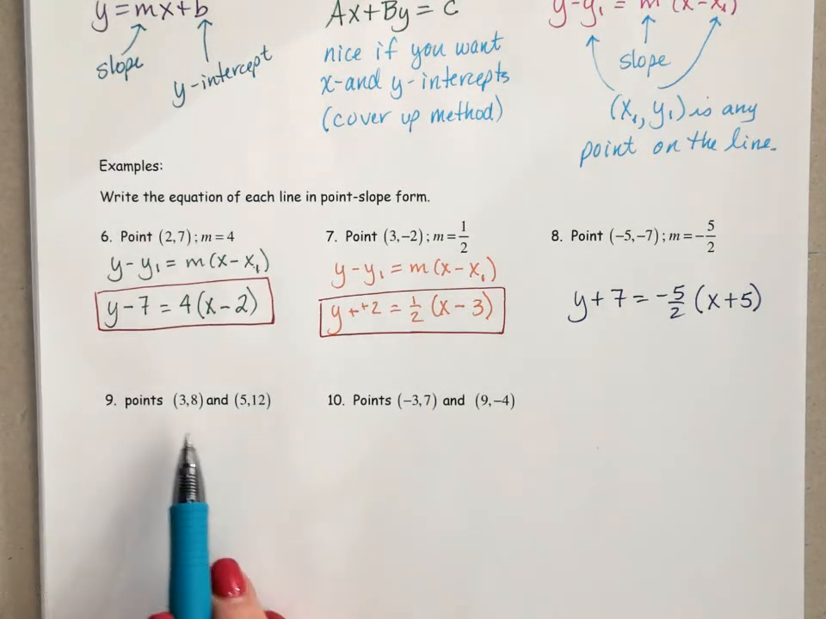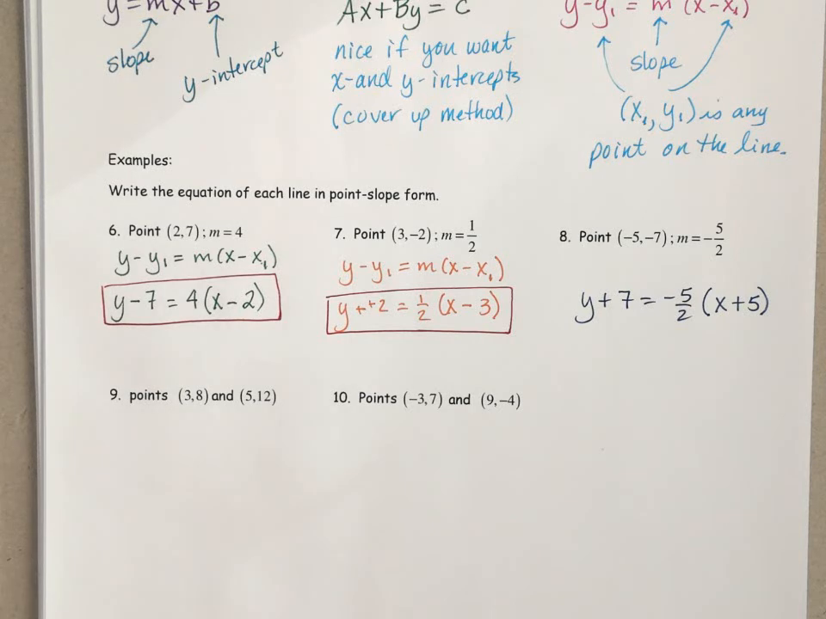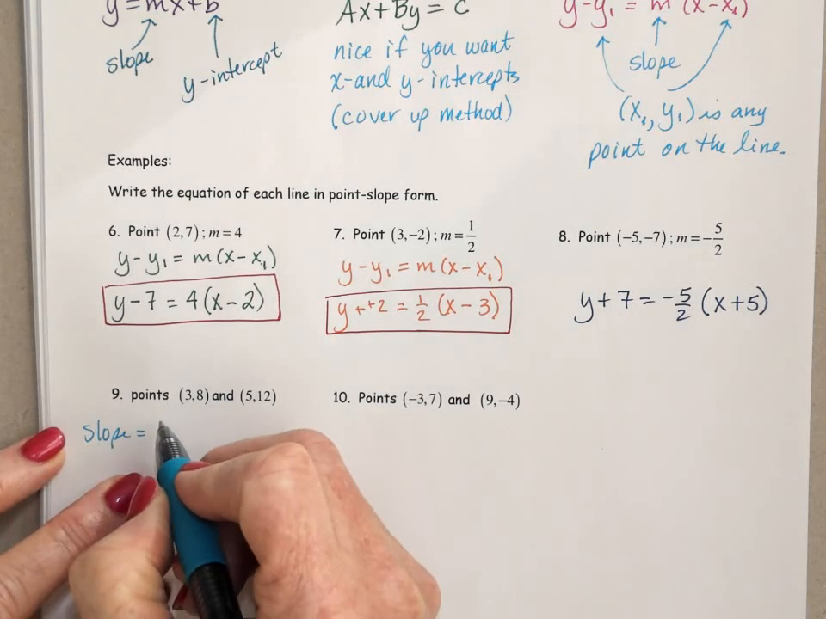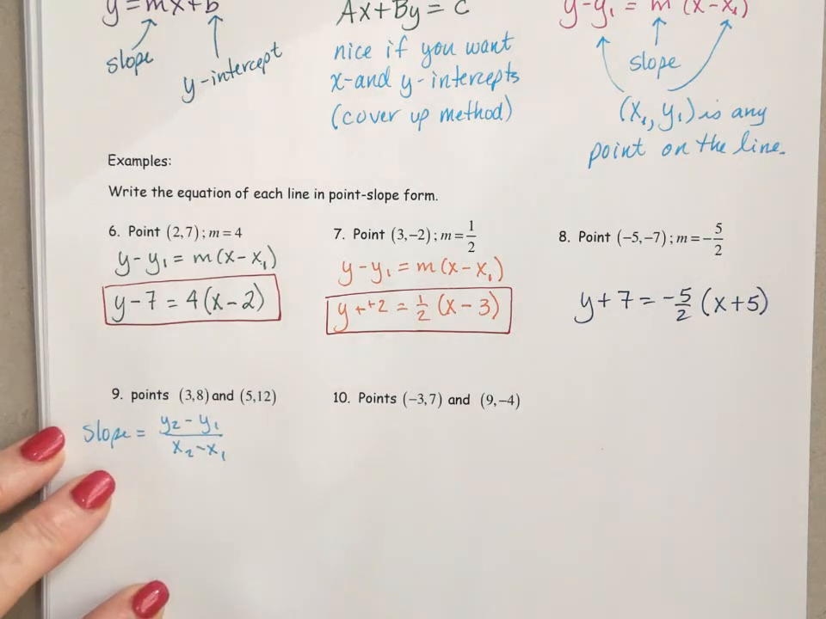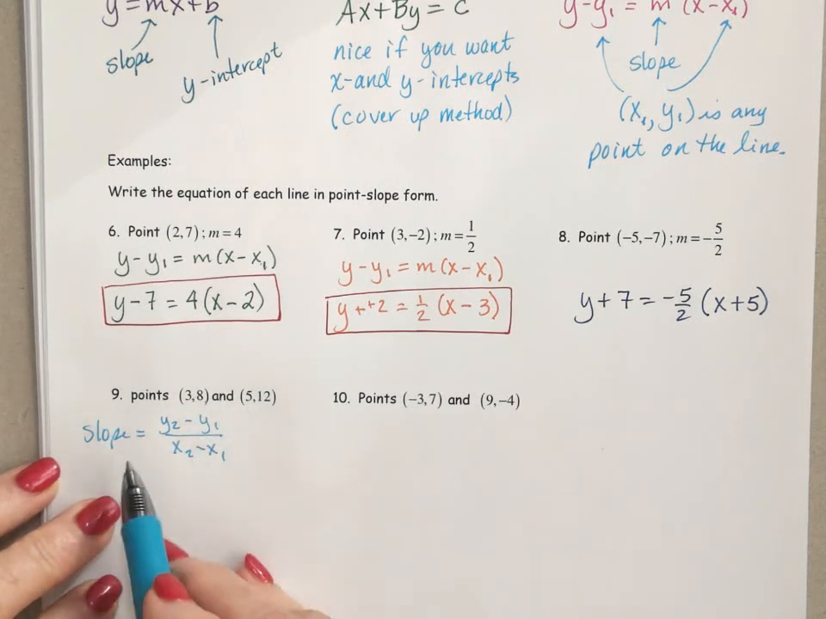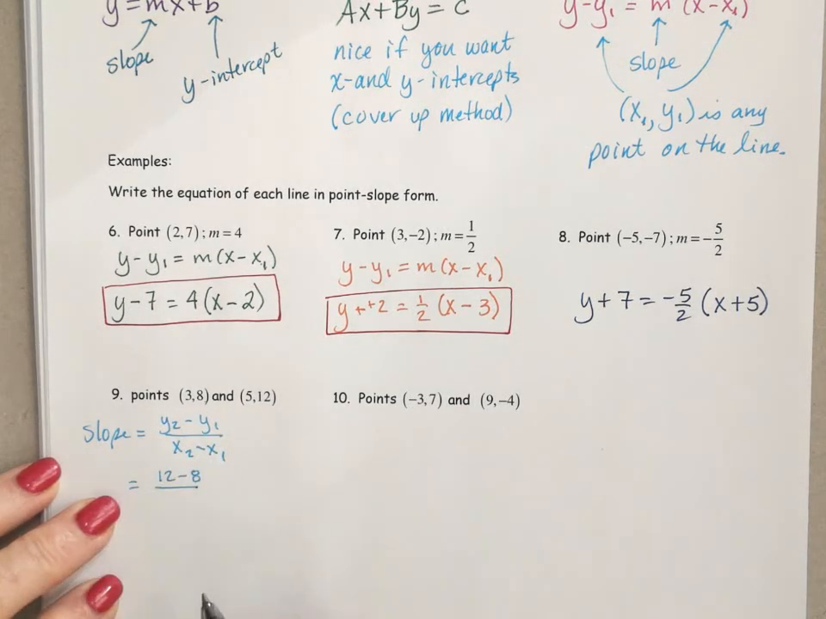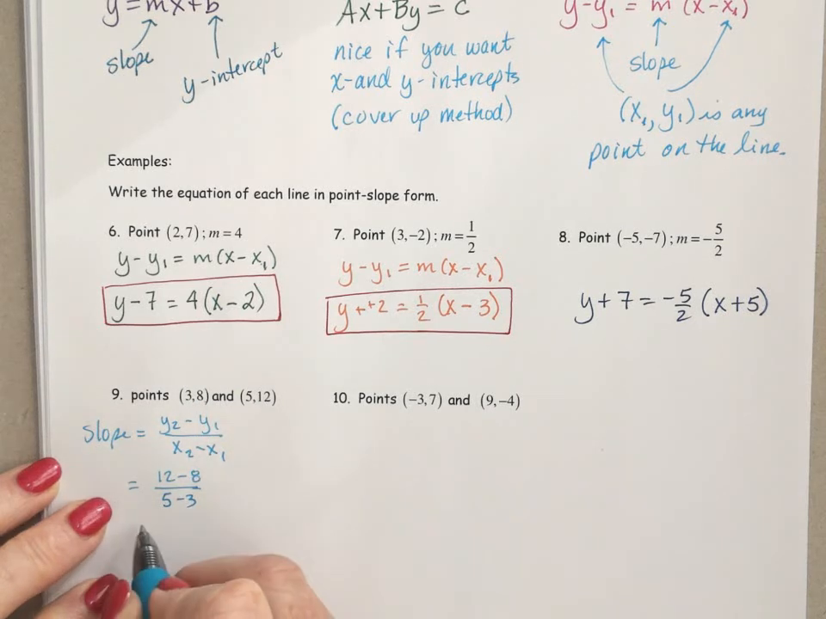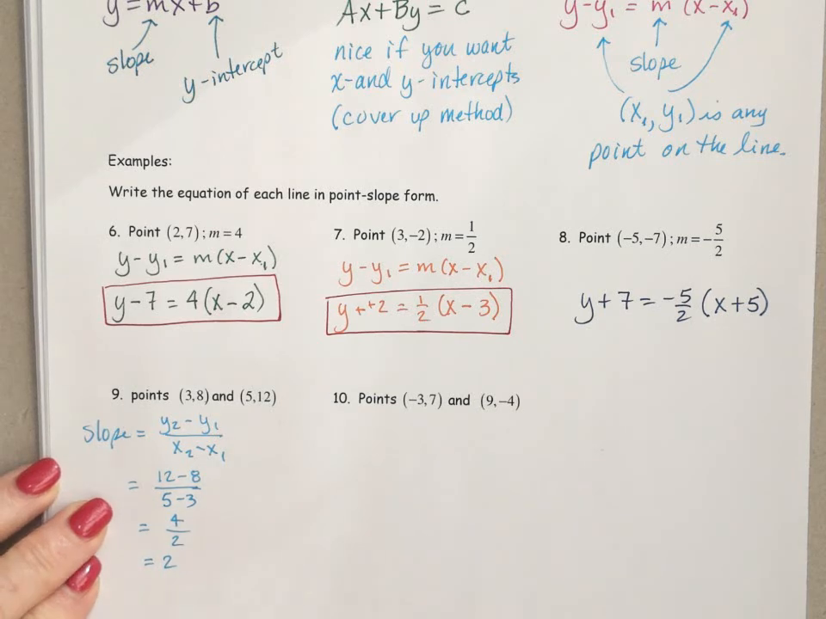Look at this next one. Oh boy, they gave us 2 points this time, but they didn't give us the slope. Well, you're going to have to figure out the slope first. So slope, do you remember the formula? It is y2 minus y sub 1 all over x sub 2 minus x sub 1. So using these points, we're going to subtract the y's. 12 minus 8. Subtract the x's in the same order that you subtracted the y's. 12 minus 8, 5 minus 3. That simplifies down to be 4 over 2, which is 2. That's your slope.